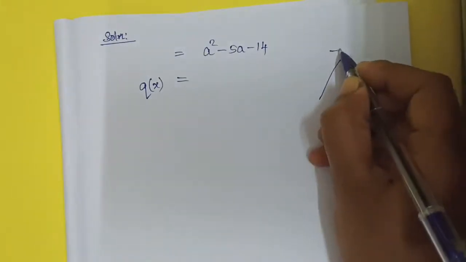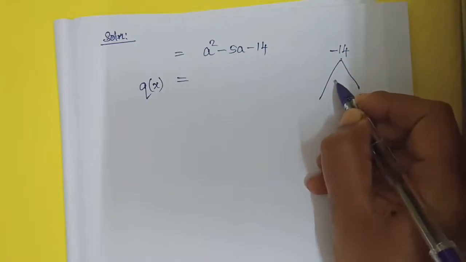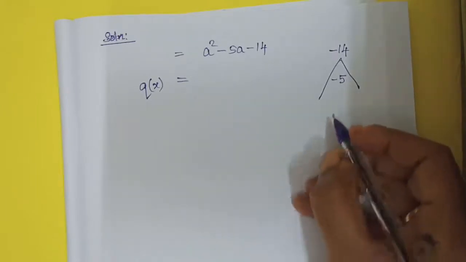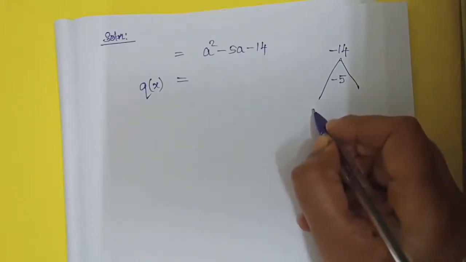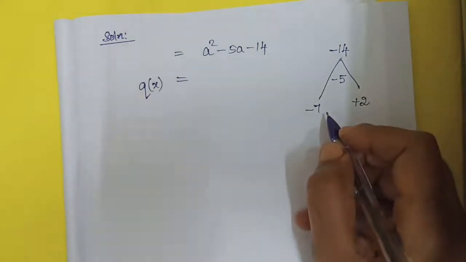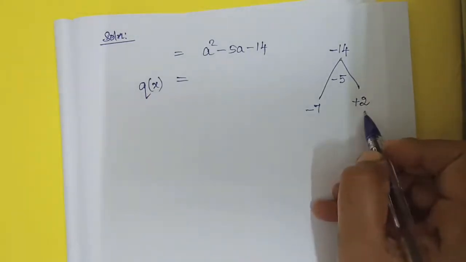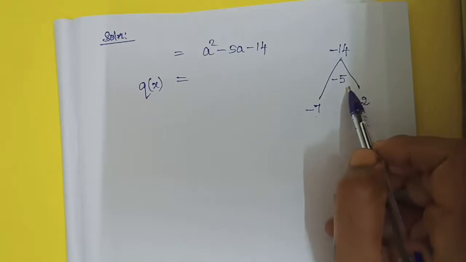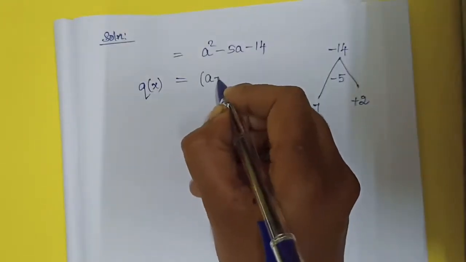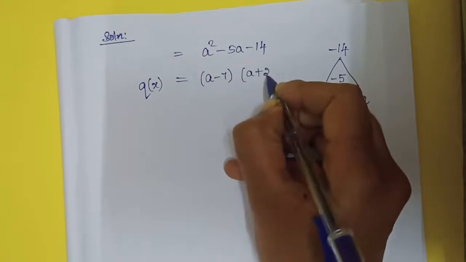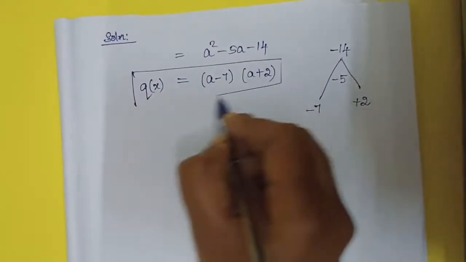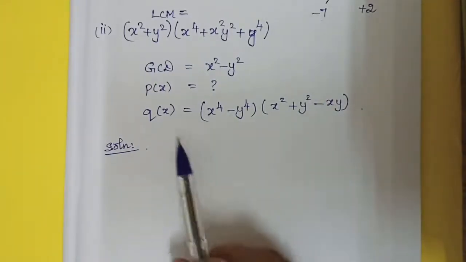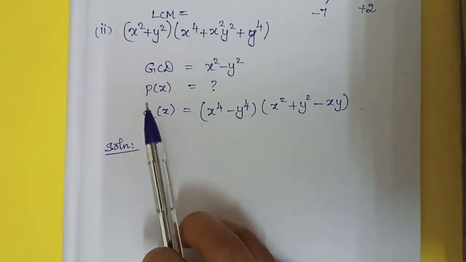So multiplication factor is minus 14 and addition factor is minus 5. Guess the numbers. Which number will satisfy this? Yes, minus 7 and plus 2. So minus 7 2s are minus 14 and minus 7 plus 2 is minus 5. So we are writing the factors as a minus 7 and a plus 2. So this is the required polynomial q of x. That's all the answer. Now see the second problem in Roman number 4.